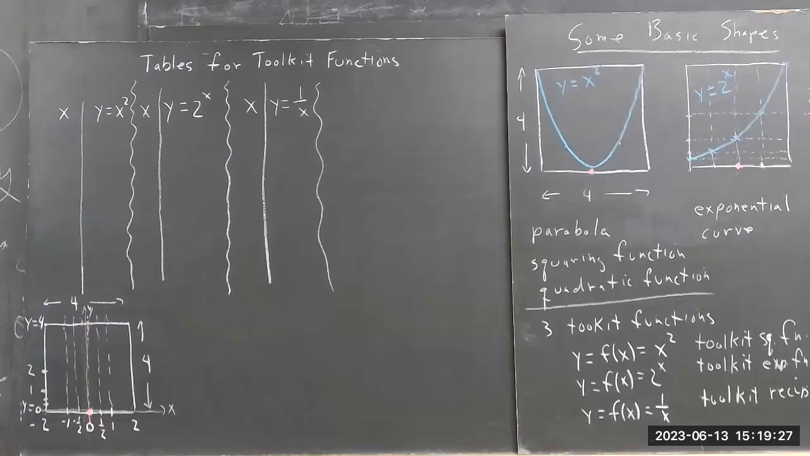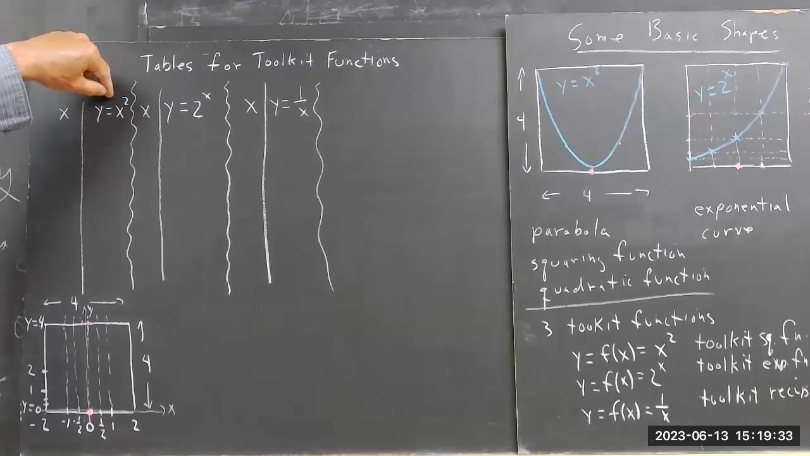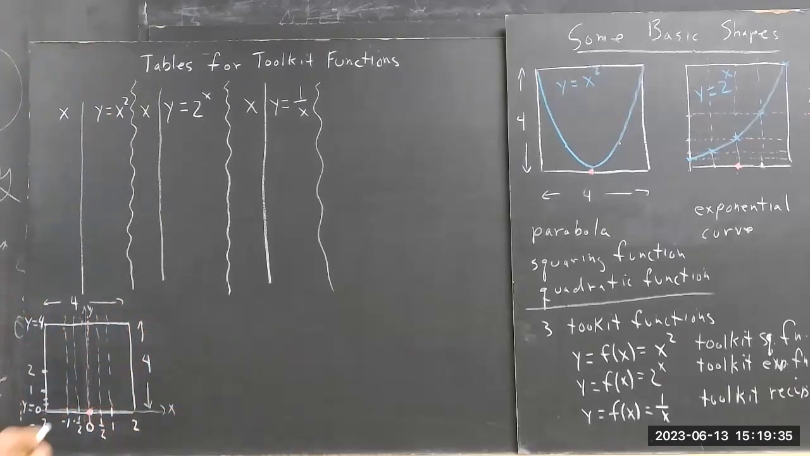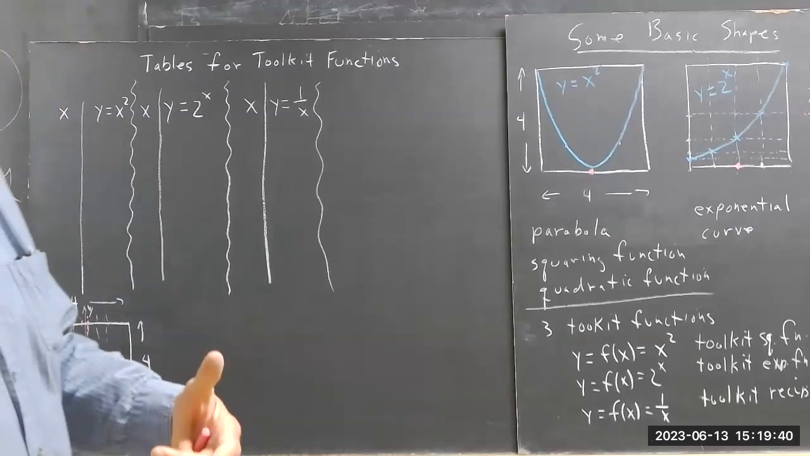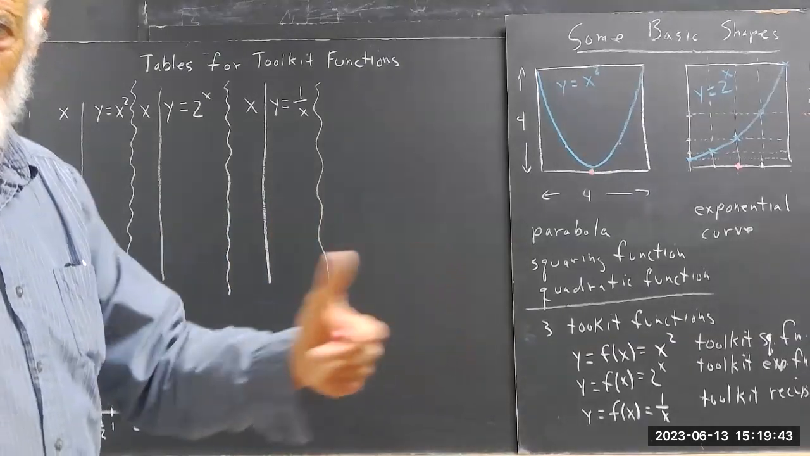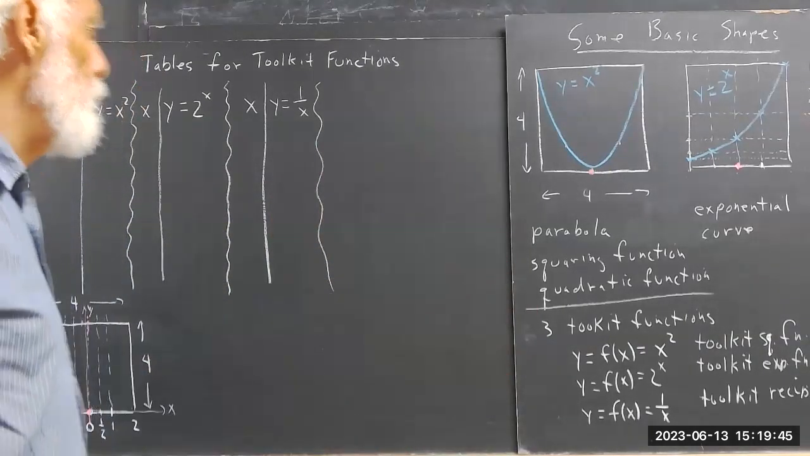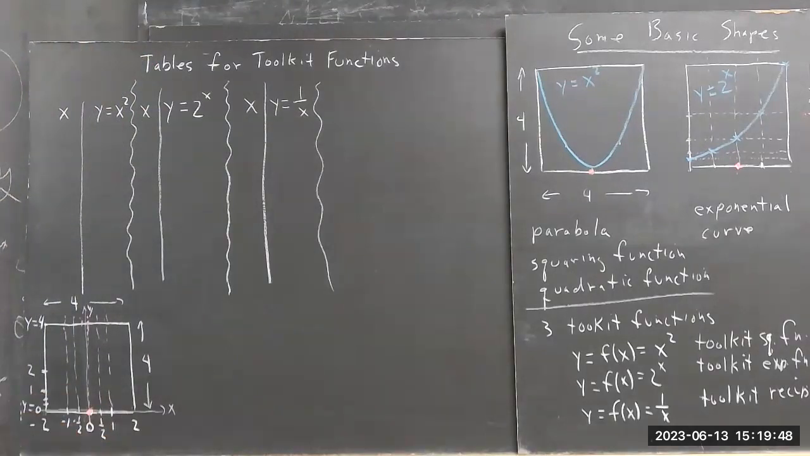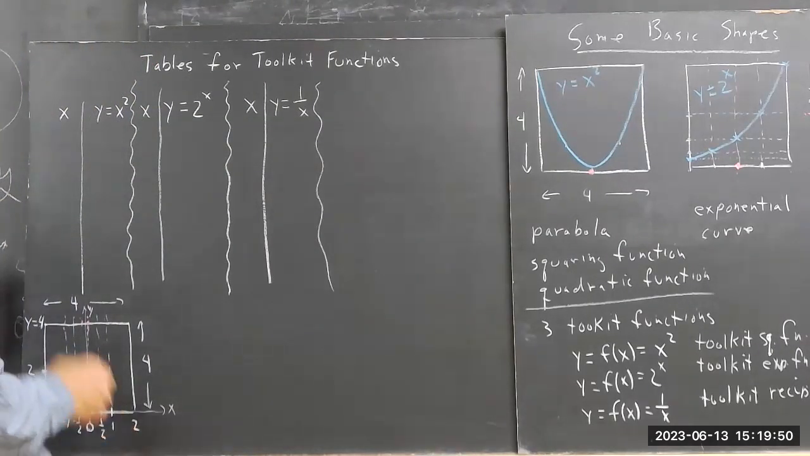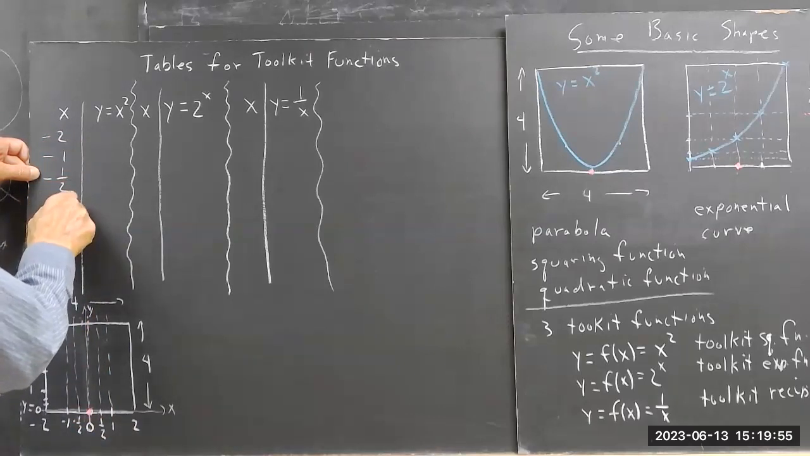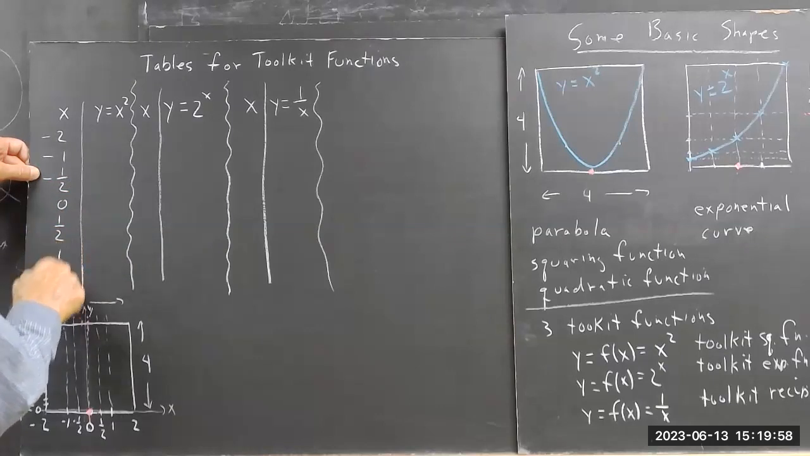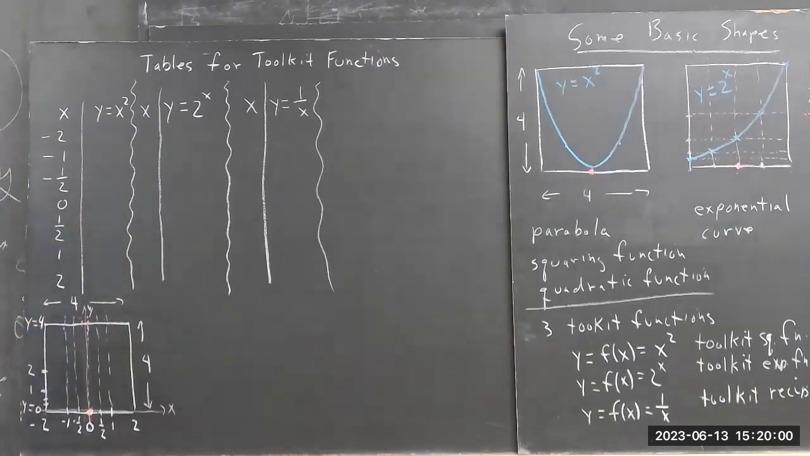Okay, this is going to be important because now what we're going to do is we're going to make a table for x and y equals x squared. Do you know how to do this? But what x values are we going to use? We're not going to use 0 through 10. We're not going to use -10 through 10. We're just going to use these x values here. Okay, so the x values are -2, -1, -1/2, 0, 1/2, 1, and 2. Very simple. Now we do y equals x squared.